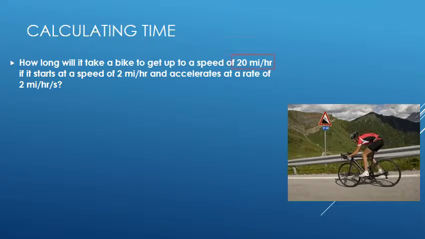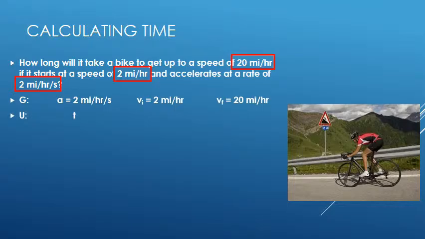Our given information is it's trying to get up to a speed of 20 miles per hour. That's at the end of its period of acceleration, so that's its final velocity. It's going to begin at a speed of 2 miles per hour, and its acceleration is 2 miles per hour per second. So our given information is right there. It asks how long will it take, and so this time we're trying to calculate time.